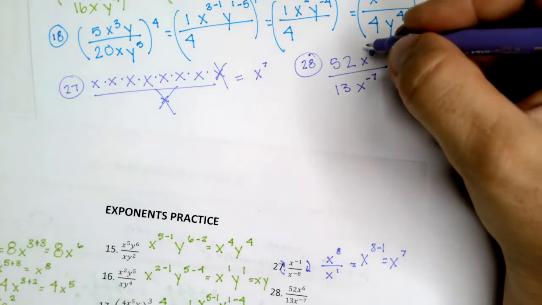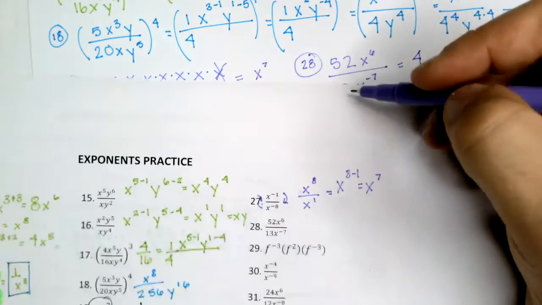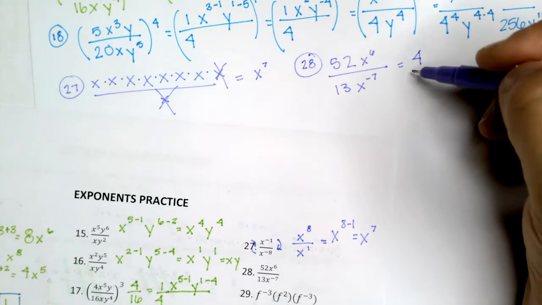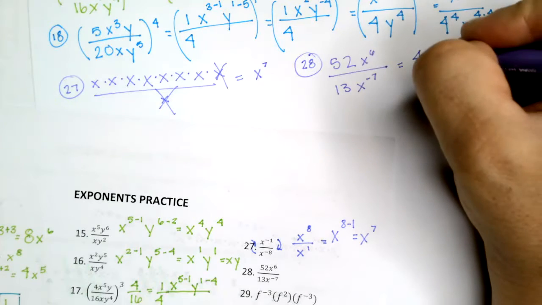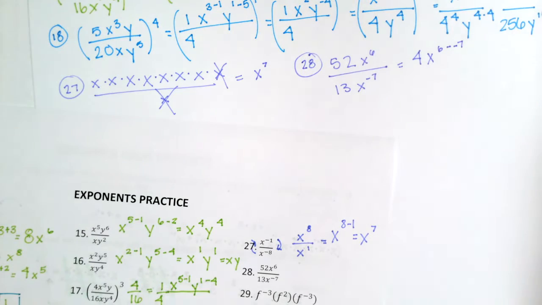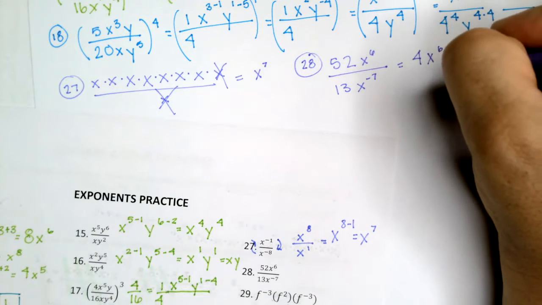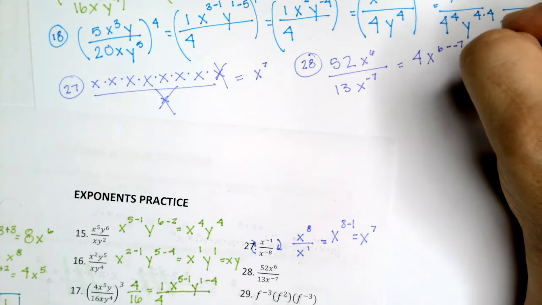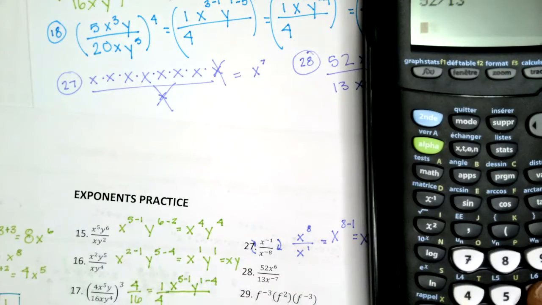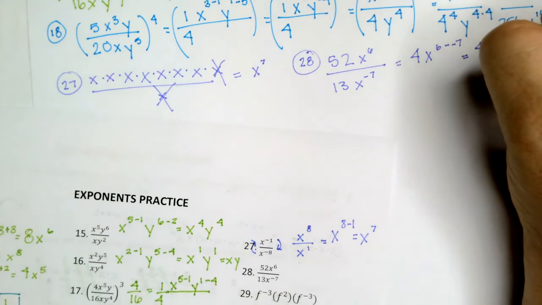We already decided that 52 divided by 13 is 4, or 4 over 1, right? So if I divide 52 by 13, I get 4. If I divide 13 by 13, I get 1. 4 over 1 is 4. And then I have x to the 6th minus negative 7. Good. Because when you're dividing, it's a subtraction. So that is 4x to the 6 minus a negative 7. 6 minus negative 7 is 13, because it's the same as adding.